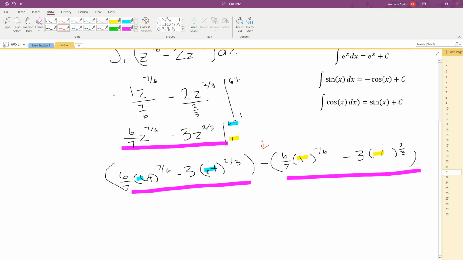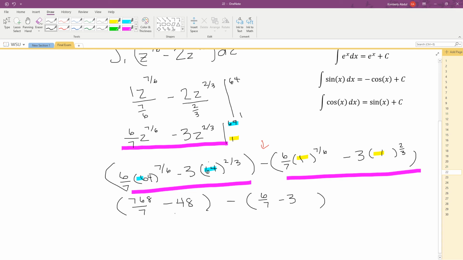So if I start to figure out what this is, I'm going to get here, okay, 6/7 times 64 to the 7/6 is this horrible number, 768/7, and then minus 3 times 64 to the 2/3, that's going to give me minus 48. And then here, so for this portion, 6/7 times 1 to the 7/6 is going to give me 6/7. And then minus 3 times 1 to the 2/3 is going to give me minus 3.